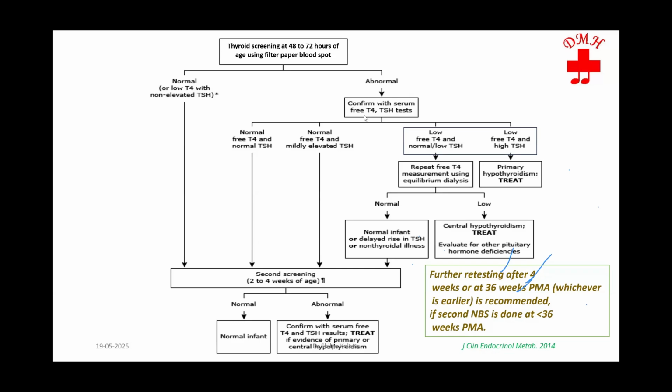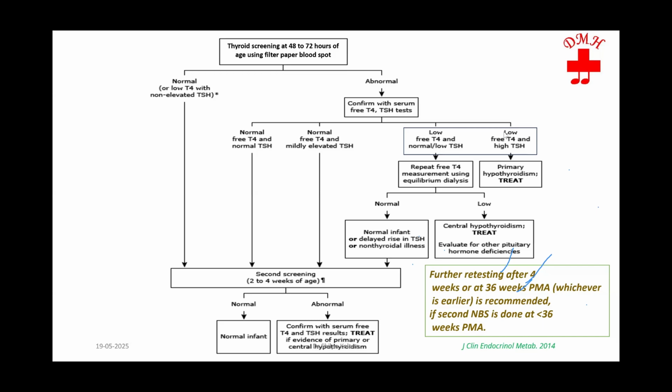So yes, as you all are mentioning, it's free T4 and TSH. If the screen is abnormal, that is, if the TSH is normal or mildly elevated and free T4 is normal, a second screening should be done at 2 to 4 weeks. Any abnormality found, we need to investigate and treat the baby. Similarly, if there is low T4 and normal or low TSH, what does this indicate? What kind of hypothyroidism is this?